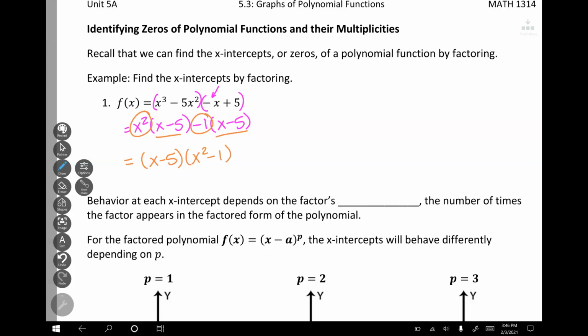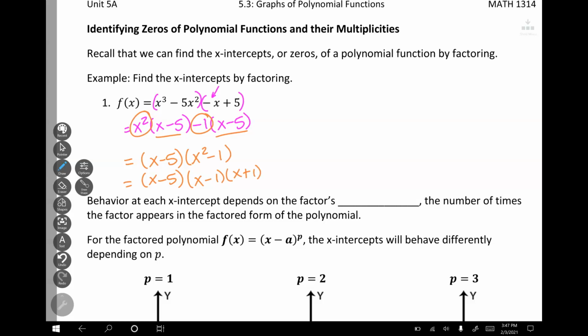From there, you have 2 options. You could go ahead and set those factors equal to 0 and solve for x, or you could factor that x squared minus 1 a little further, right? Because that's the difference of squares, and so to factor that, we just take the square root of each one. So that's x minus 1, x plus 1.